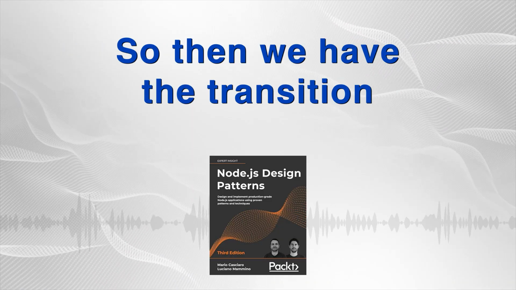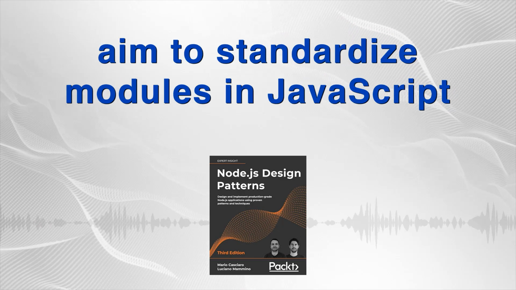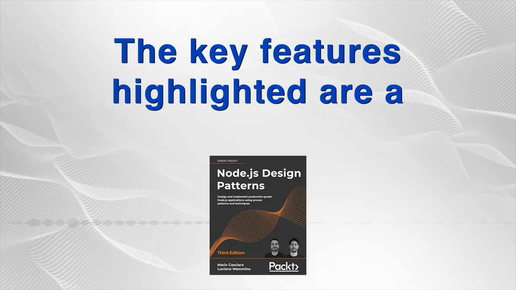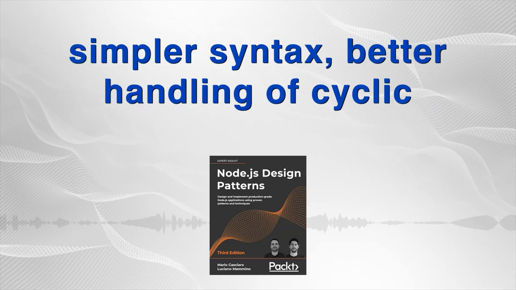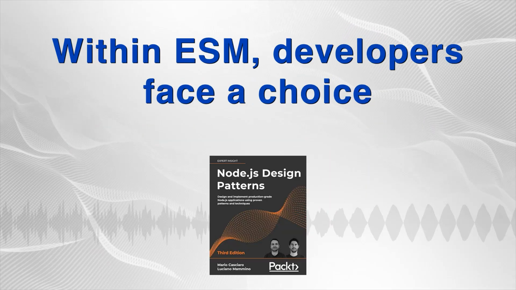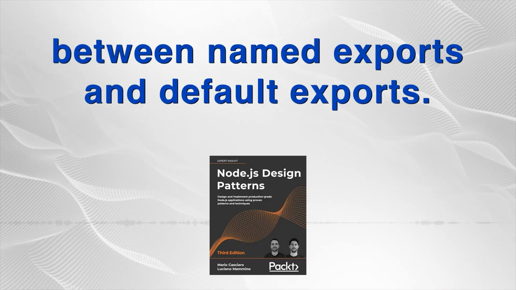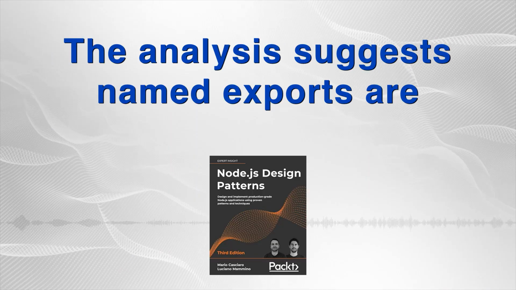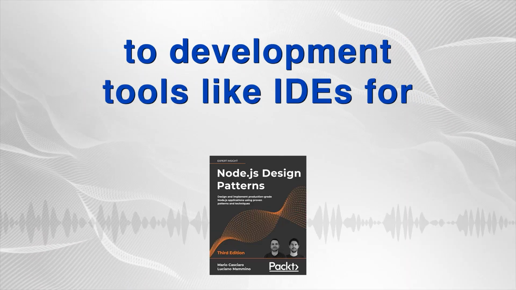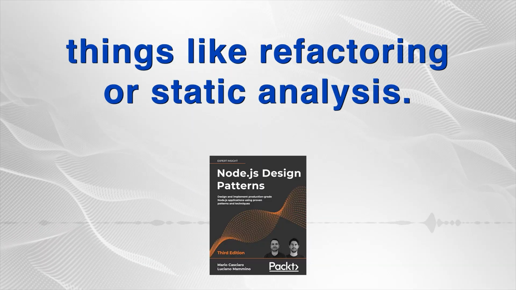So then we have the transition to ECMAScript modules, or ESM, which aim to standardize modules in JavaScript itself. The key features highlighted are a simpler syntax, better handling of cyclic dependencies, and crucially, asynchronous loading. Within ESM, developers face a choice between named exports and default exports. The analysis suggests named exports are often preferable. They're explicit, which gives better support to development tools like IDEs for things like refactoring or static analysis.